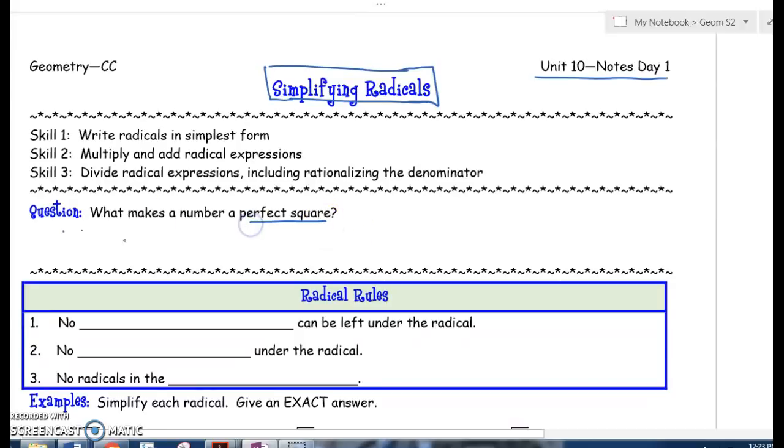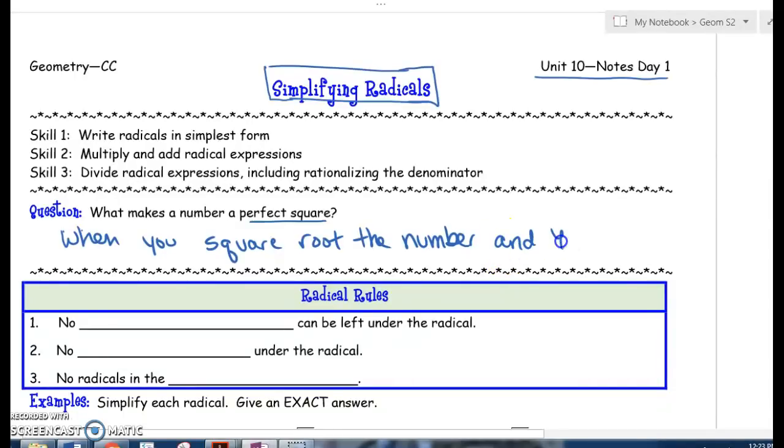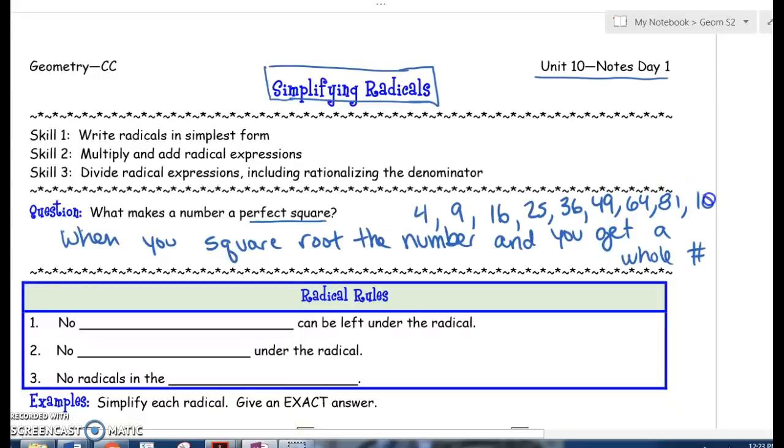First thing is, what makes a number a perfect square? A perfect square is when you square root the number and you get a whole number. You don't get a decimal or anything. Examples of perfect squares are 4, 9, 16, because the square root of 16 is 4, the square root of 9 is 3, the square root of 4 is 2. Other perfect squares to be familiar with are 25, 36, 49, 64, 81, 100, etc. Perfect squares are going to be something that you'll run into from time to time.